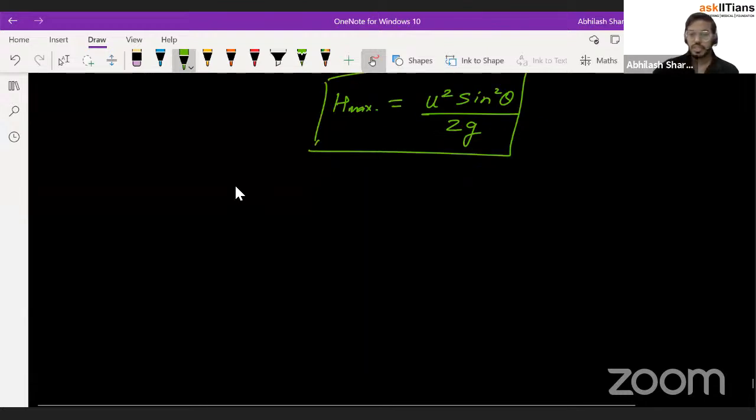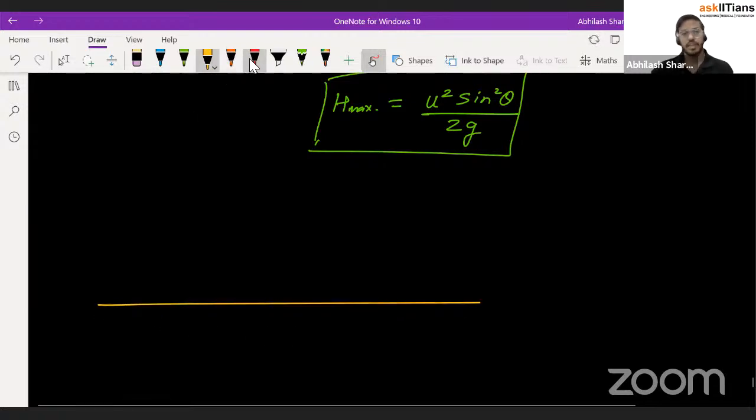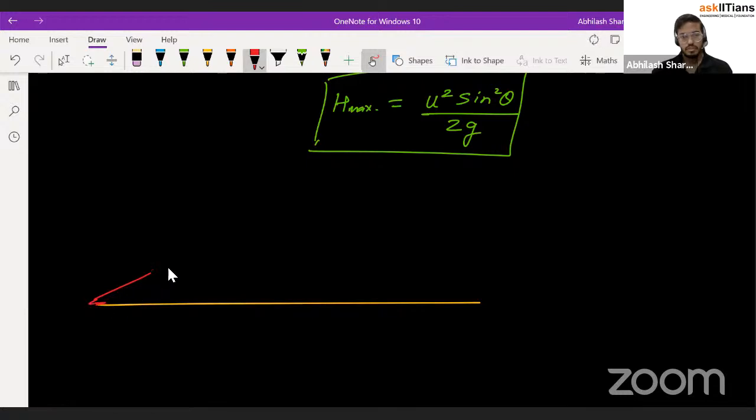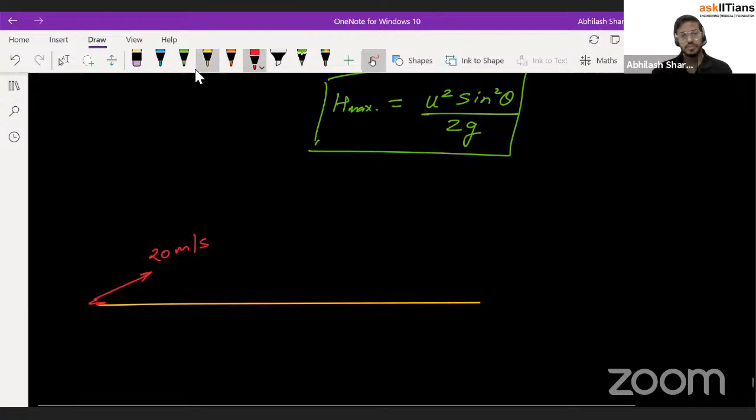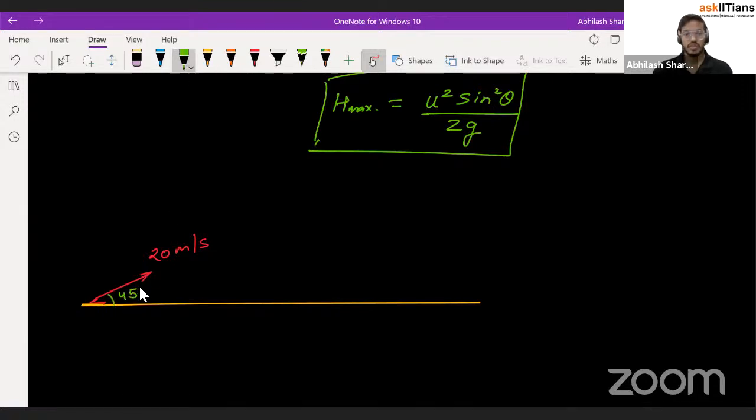Let's try to do a basic question on this, direct formula based. Suppose a missile is launched at 20 meters per second speed. So the speed of launching is 20 meters per second. And we are launching it at an angle of 45 degrees from the ground.